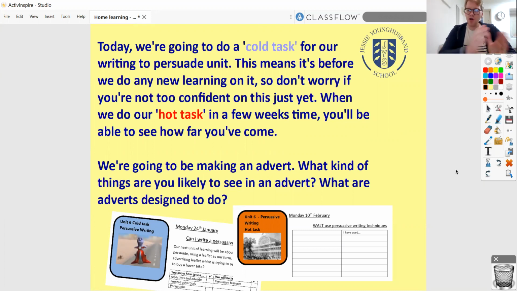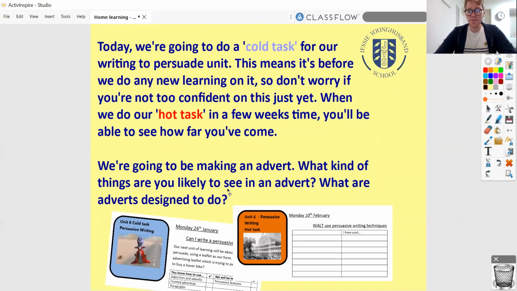And what we're going to do is our cold task today, then we're going to do all of our learning, and then at the end of the unit, we're going to do our hot task, and that's when you'll show everyone how far you've come. You'll put all that new learning into practice, and you'll write a really fantastic piece at the end. So today, for our cold task, we are going to be making an advert.